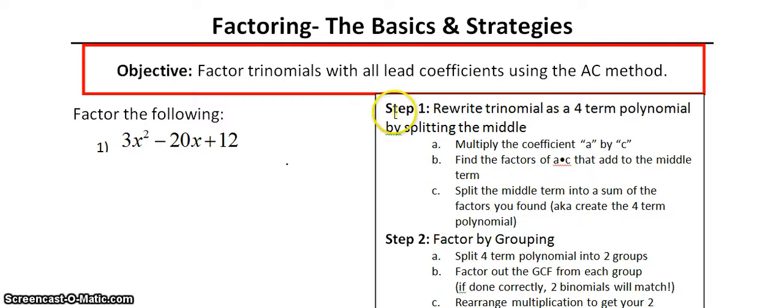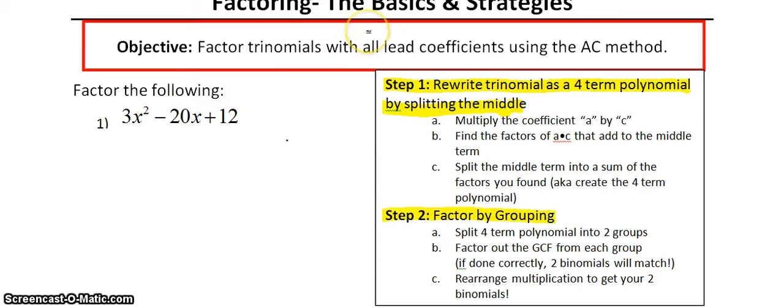The AC method can really be broken up into two steps. We're going to try and write this trinomial as a 4-term polynomial instead of 3 terms. We're going to do that by splitting the middle, which I know you don't know what that means yet, but we'll go through it. Once you split the middle, the reason we do that is so you can factor by grouping, which again we'll go through. Of course, the math teacher says there's only 2 steps, but you see A, B, and C for each step. There's multiple parts, but I promise it's not as complicated as it looks. Let's go ahead and get started with this process.